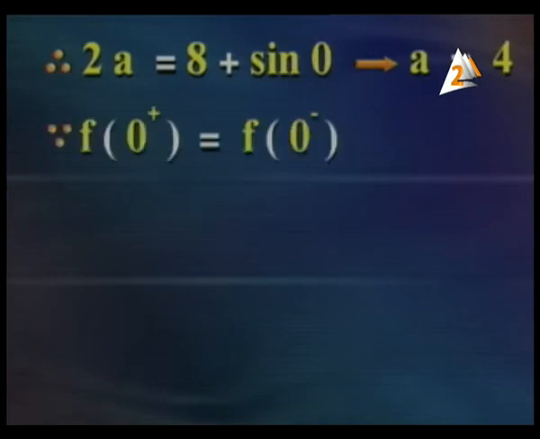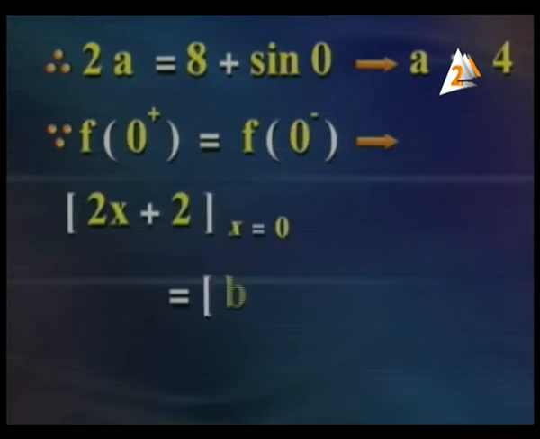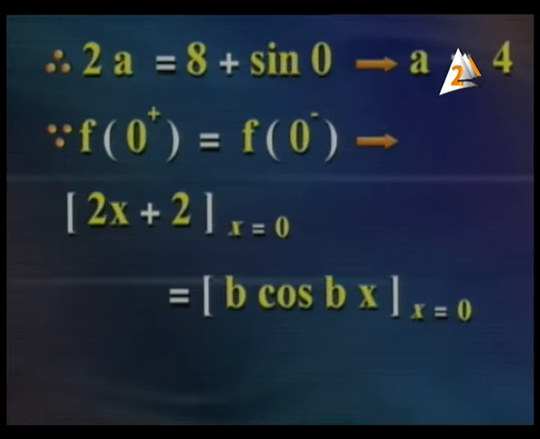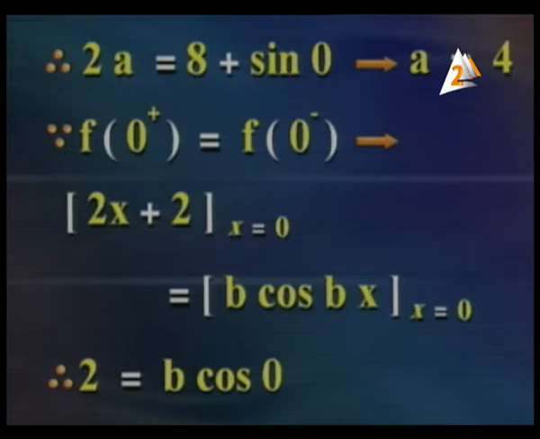After that, f(0+) equals f(0-). Then at x equals 0, we differentiate: the derivative of the left hand side is 2x plus 2. f dash 0 positive equals f dash 0 negative. Then 2x plus 2 equals b cosine bx, so 2 equals b cosine 0. Therefore, b equals 2. This example is very important.